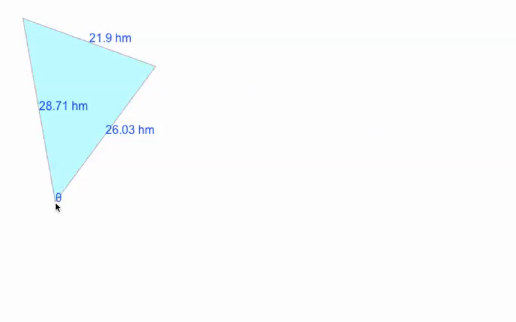All right, so I'm going to call this angle A, and if that's angle A, that's going to be side A. And then it doesn't matter which other angle you call B. I'm going to call this angle B, so that's side B. I'm going to call this angle C, so this is side C. There's angle C.